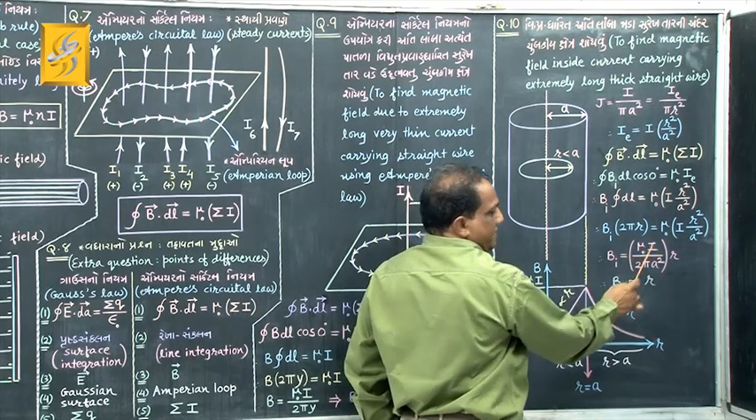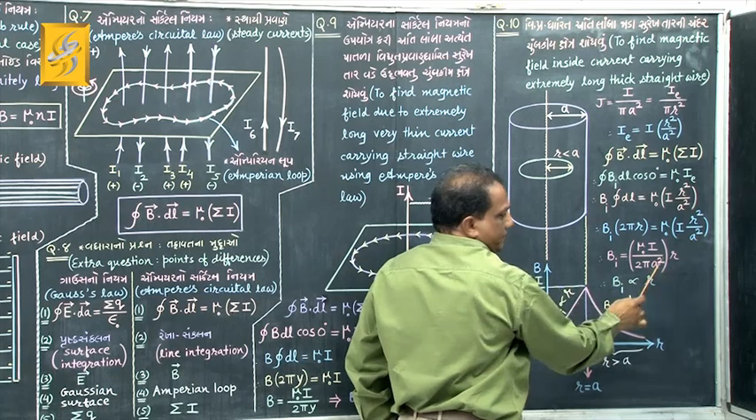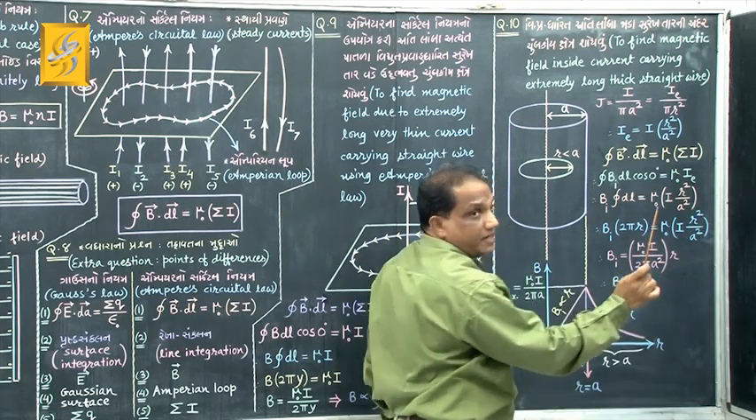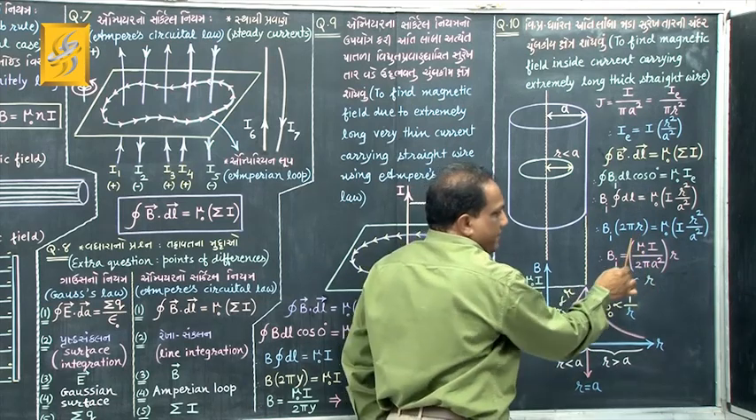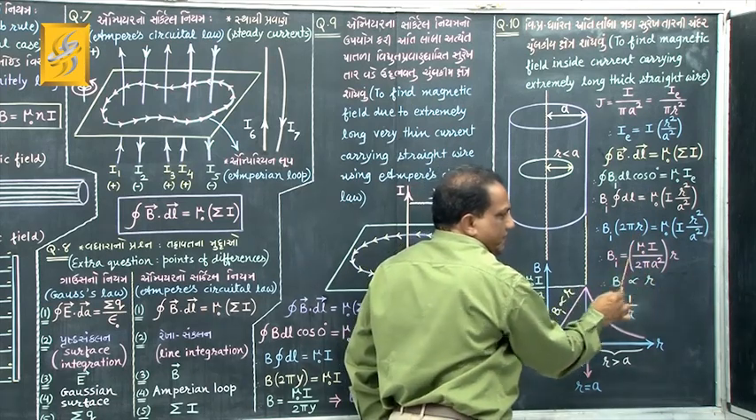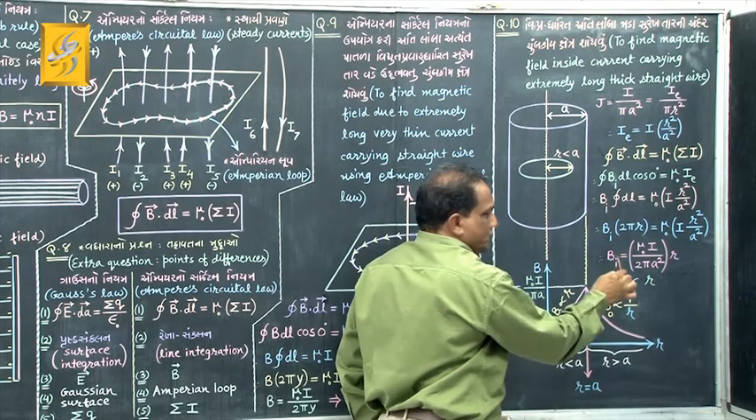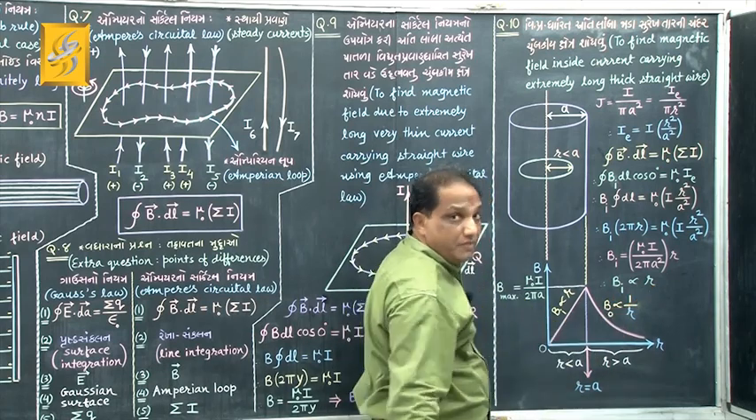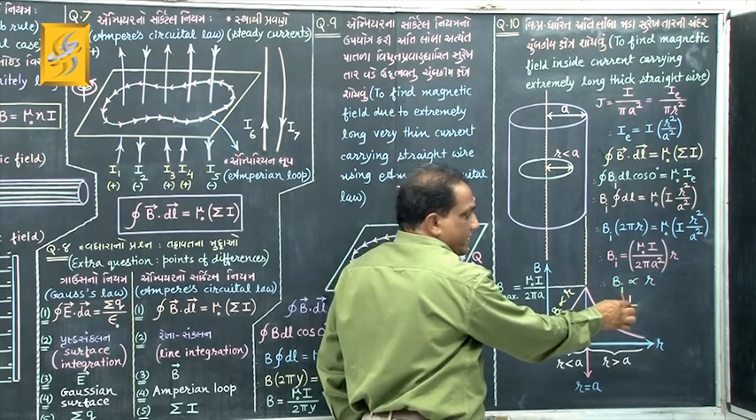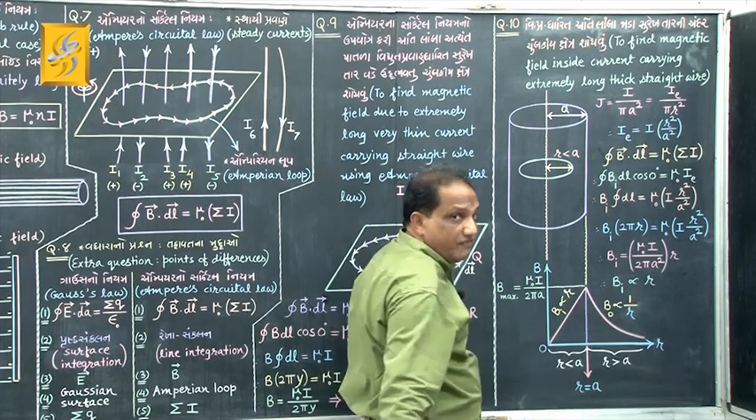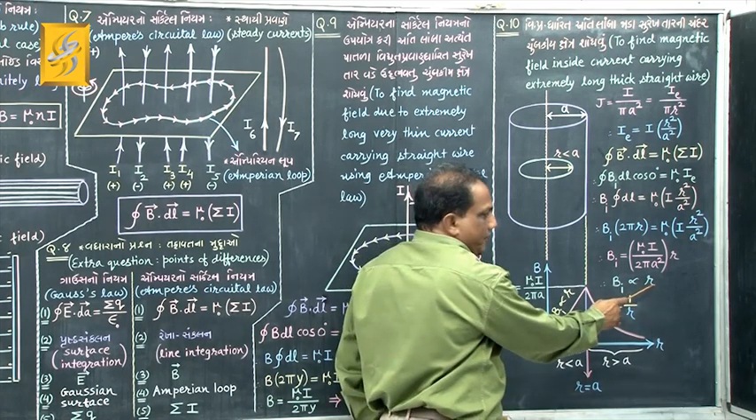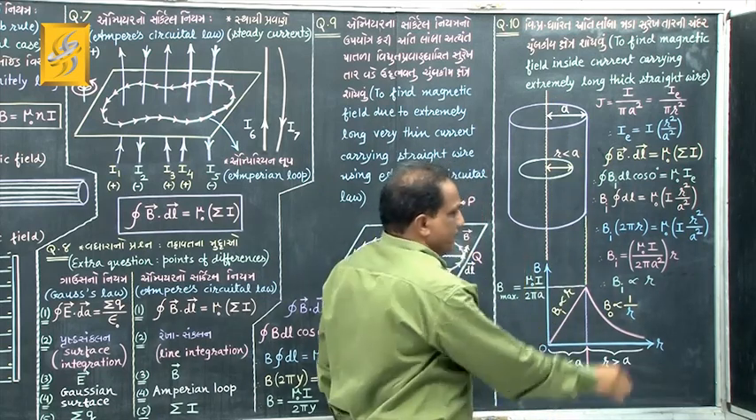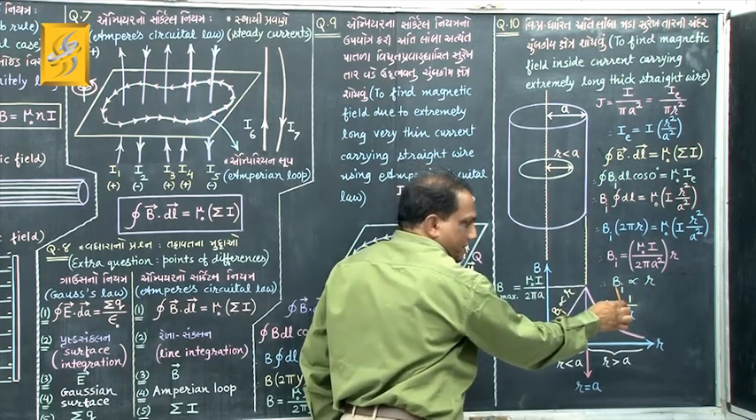You will get mu 0 I upon 2 pi a square, and because one r was cancelled, that r I am writing outside the bracket, because this bracketed part is constant. In a given condition, this bracketed part is constant, so BI is proportional to r. When BI is proportional to r, what does it mean? For any inside point, the magnitude of the magnetic field is directly proportional to the perpendicular distance of that point from the axis of the thick wire, correct? So, it will increase proportionally.